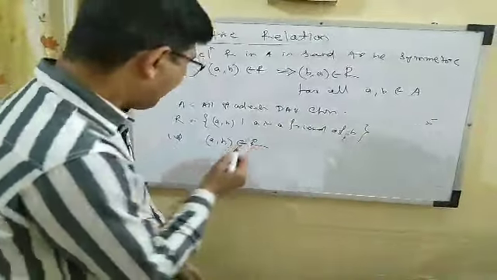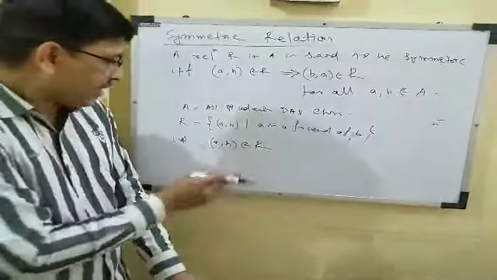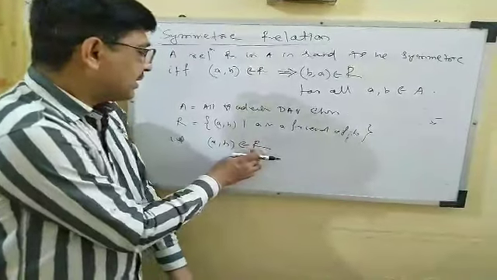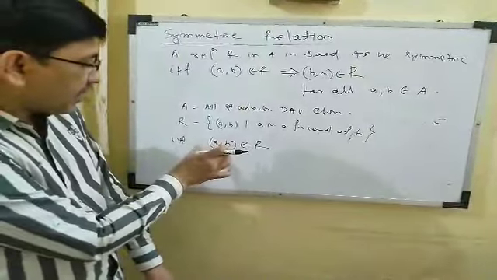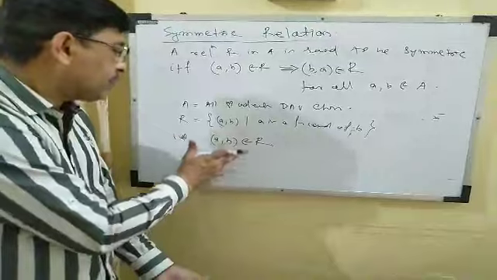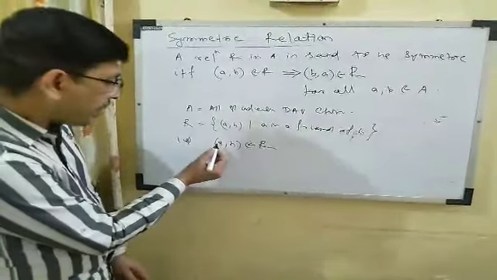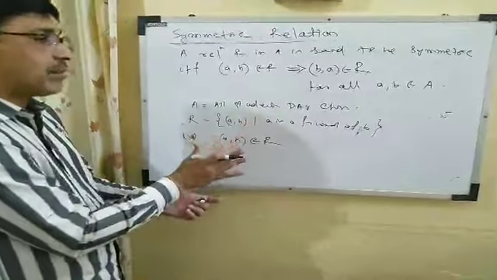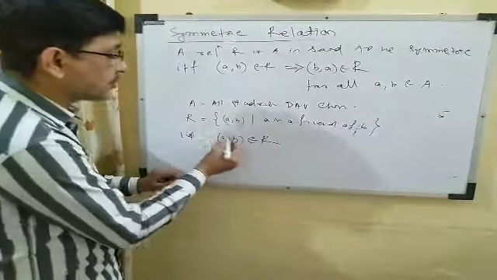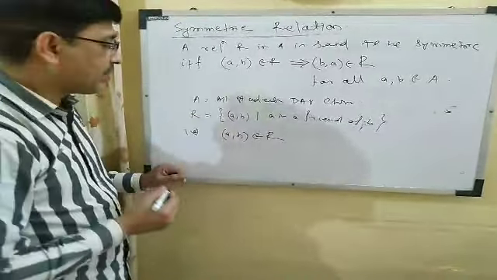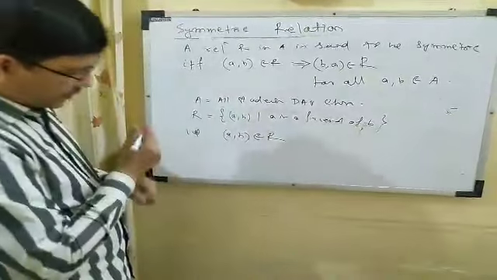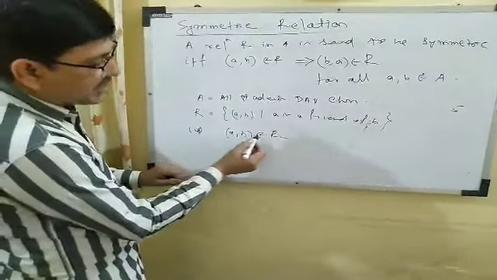If for all (a, b) belonging to R, it concludes that (b, a) belongs to R, that is, if a is related to b and from this we arrive at b is related to a, then the relation will be symmetric. That means now you consider under what condition (a, b) is an element of R.